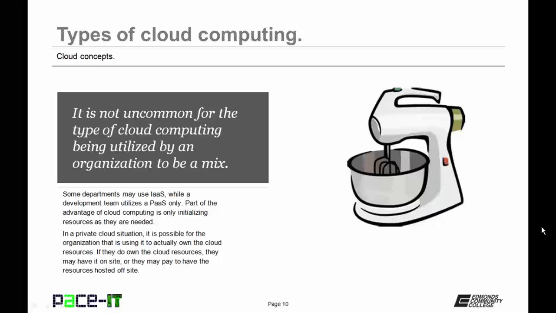It is not uncommon for the type of cloud computing being used by an organization to be a mix of different types. Some departments may use IaaS, while a development team only utilizes a PaaS. Part of the advantage of cloud computing is only initializing resources as they are needed. In a private cloud situation, it is possible for the organization that is using it to actually own the cloud resources. If they do own the cloud resources, they may have it on their own site, or they may pay to have the resources hosted off-site.